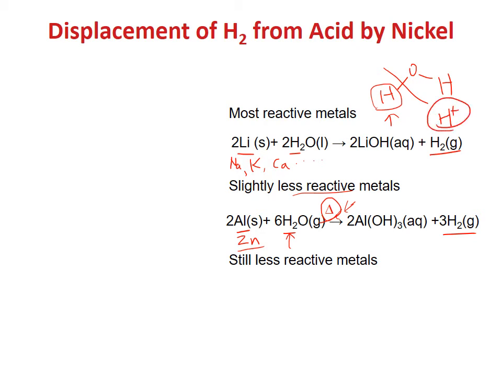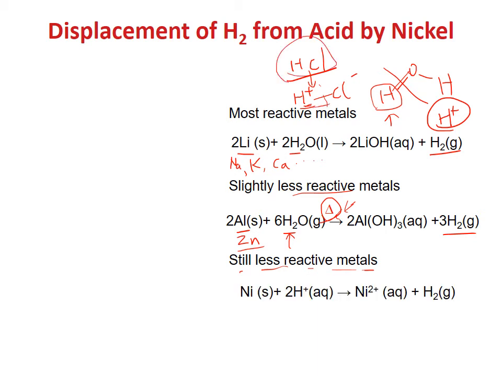instead of hydrogen from water, for example, hydrogen chloride dissociates into proton and chloride. So this bond can easily break in water solution. Then these still less reactive metals can displace hydrogen from hydrochloric acid. One example is nickel. Nickel can displace a proton from hydrochloric acid or sulfuric acid. So for any acid, the proton can be displaced by nickel to form hydrogen gas.